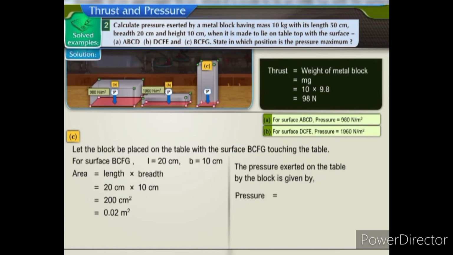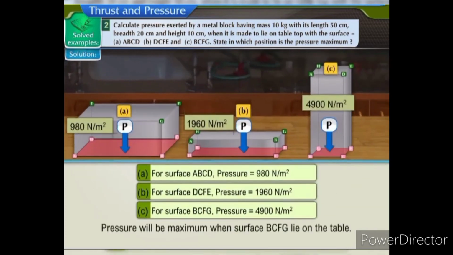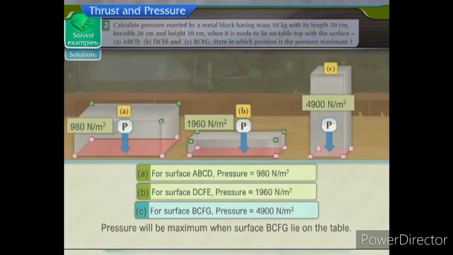Pressure is equal to thrust divided by area. Pressure is equal to 98 divided by 0.02, which is equal to 4900 Newton per meter square. The pressure will be maximum when surface BCFG lies on the table. That is, pressure will be maximum when the area is minimum.